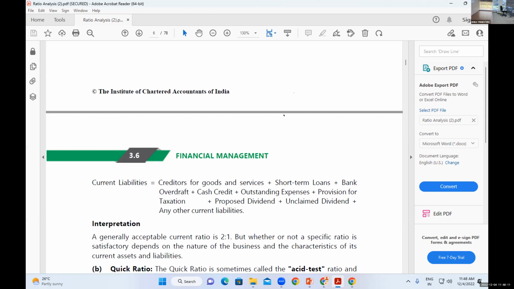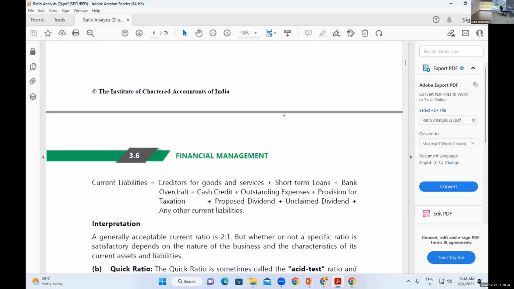So 2.5:1 is not good. Why is it not good? You are unnecessarily keeping cash with you, unnecessarily keeping so much money in current assets. Two times is okay. One time of liability can be represented by two times of asset, current assets including cash. But you are maintaining more than that.